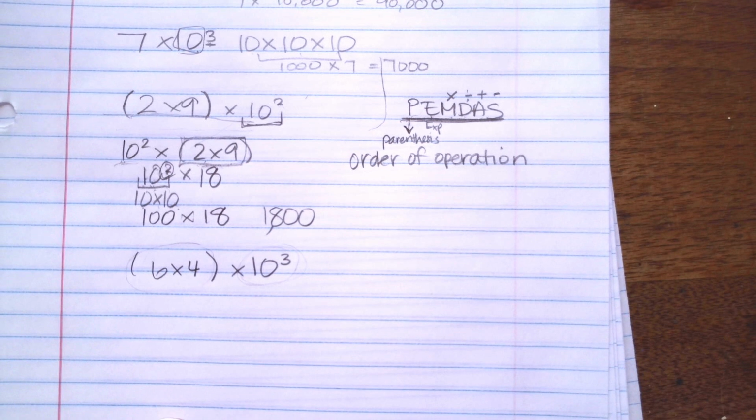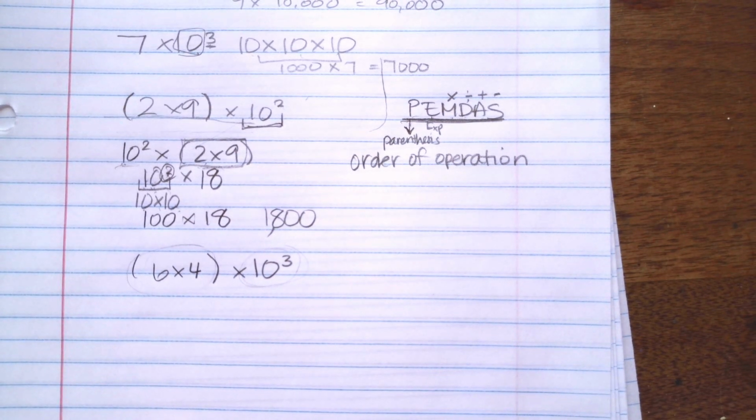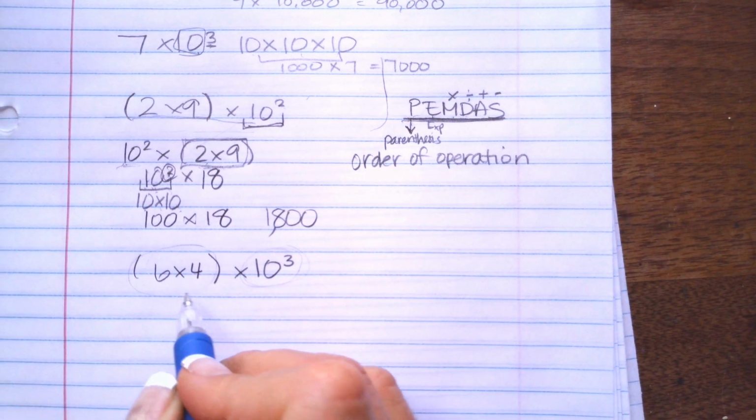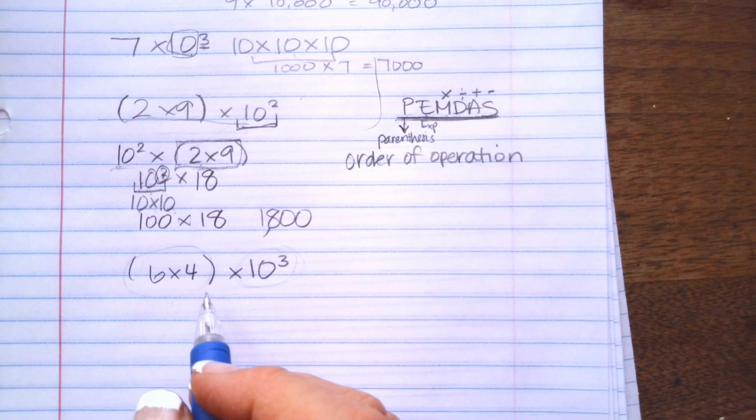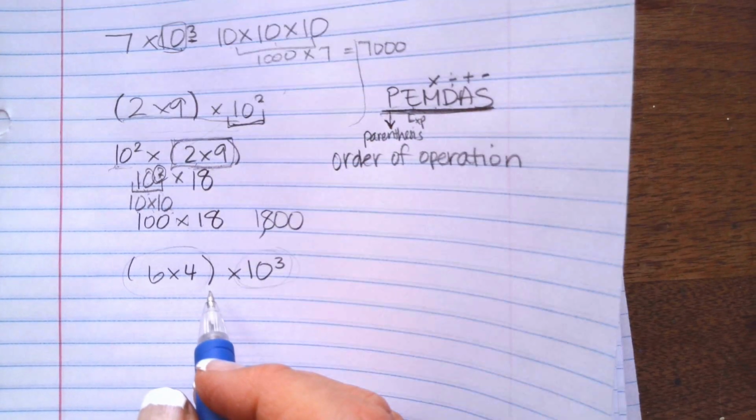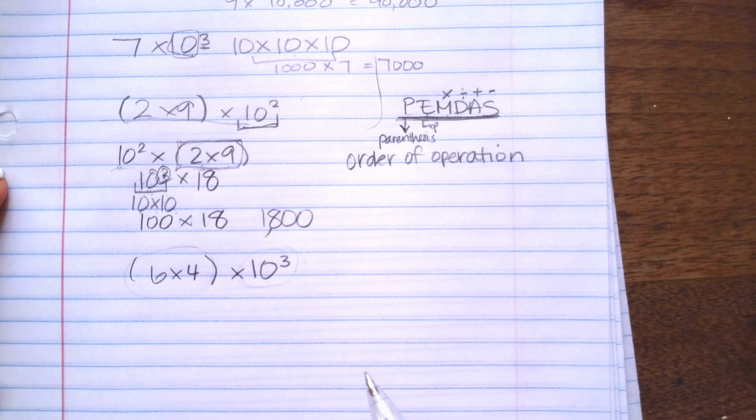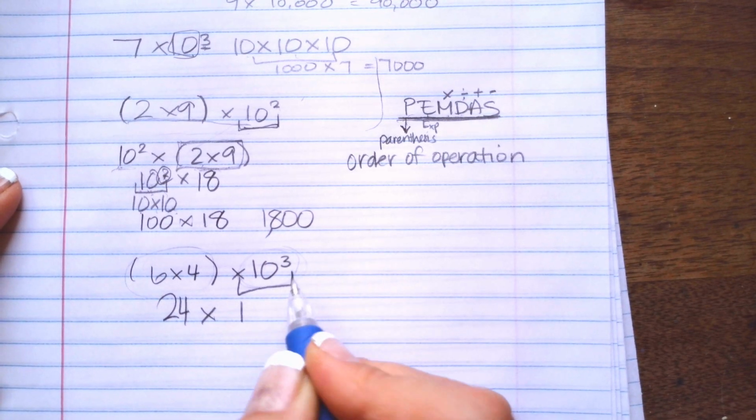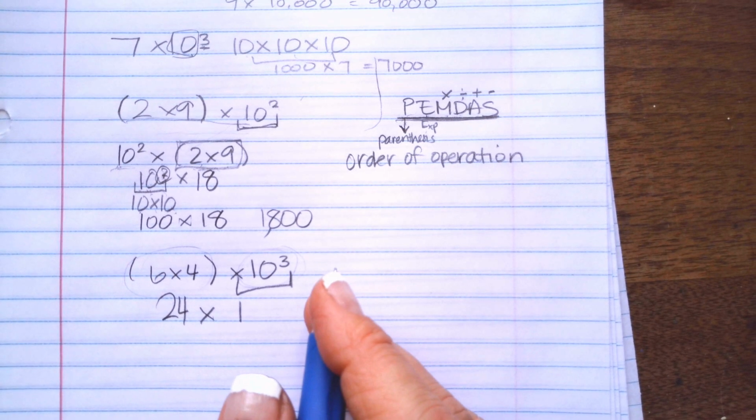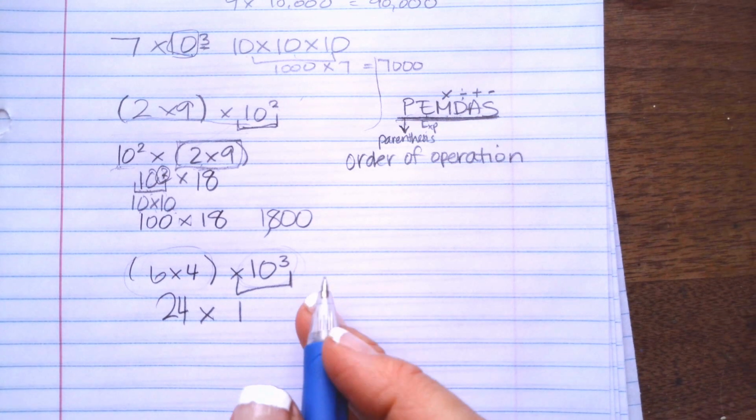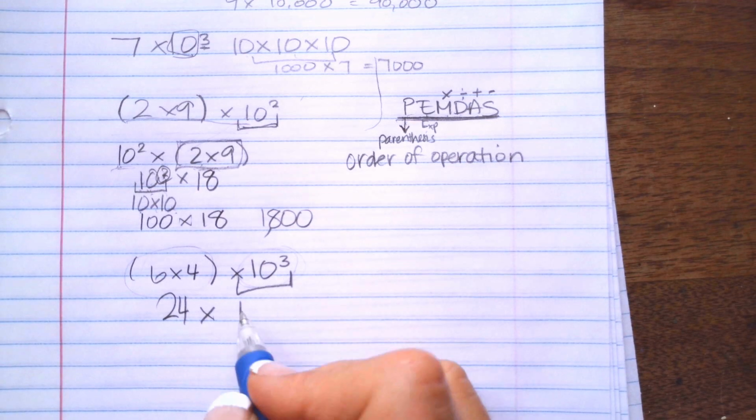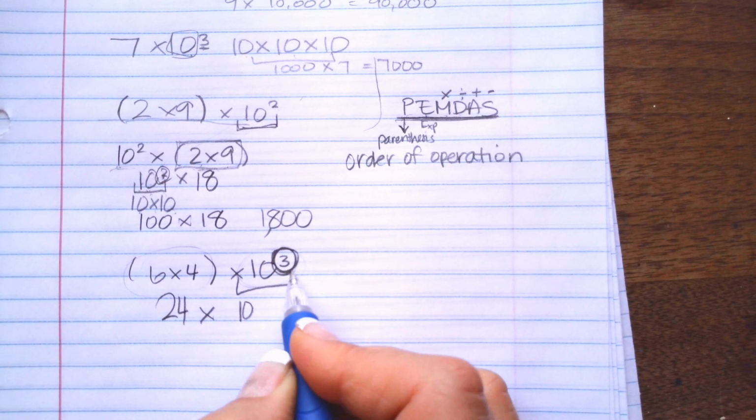6 times 4. Yeah, because that's in parentheses. So what is 6 times 4? 24. Times, and then how do I figure this out? Because 10 times itself, so it will be 100. 10 times itself this many times.